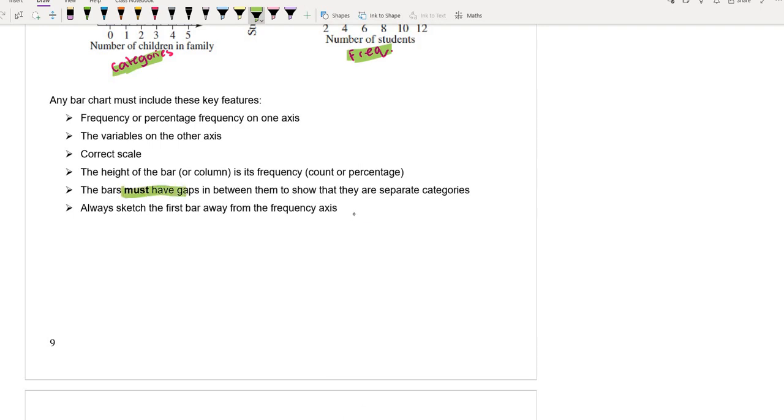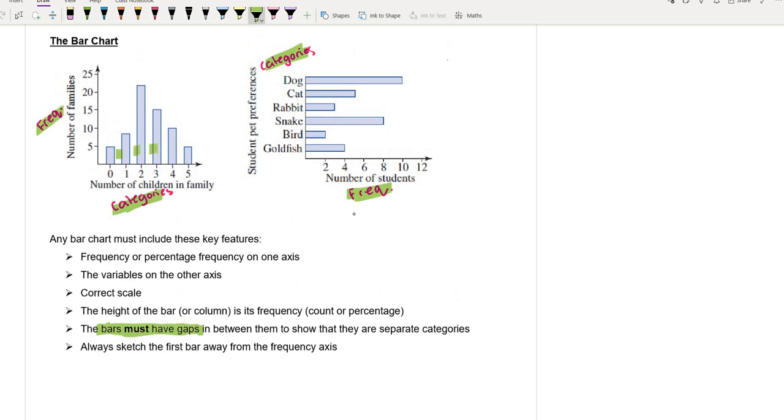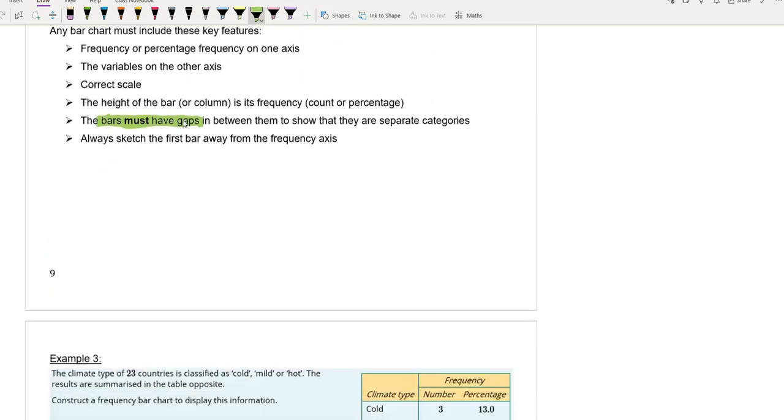And one really important thing about bar charts is that they need to have gaps in between the bars. So like the gaps in between, otherwise it will be a histogram. So that's the most important thing. All the other stuff here are just as important, but I think they're a bit more obvious at this stage. So have a read of them as well.